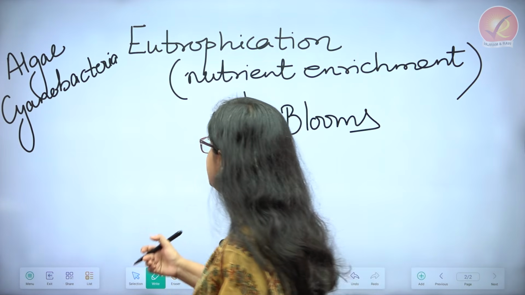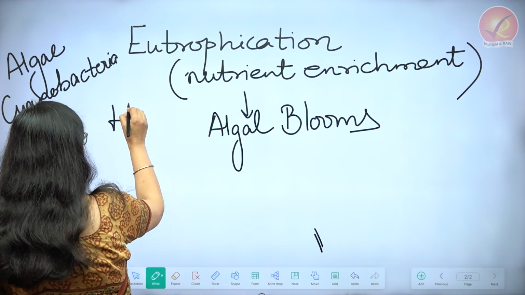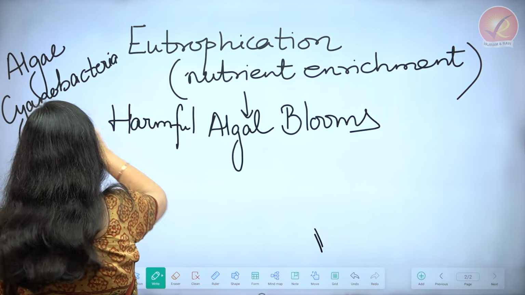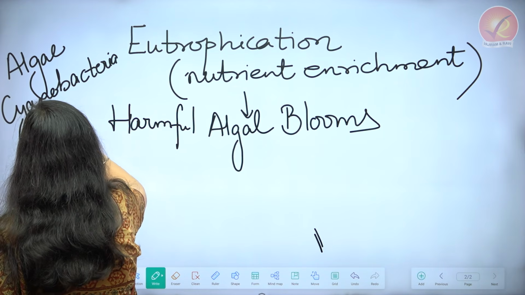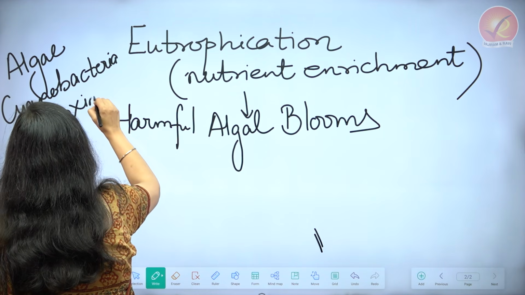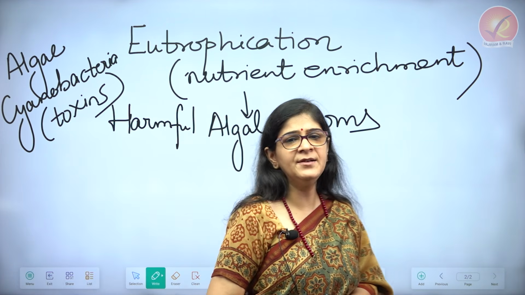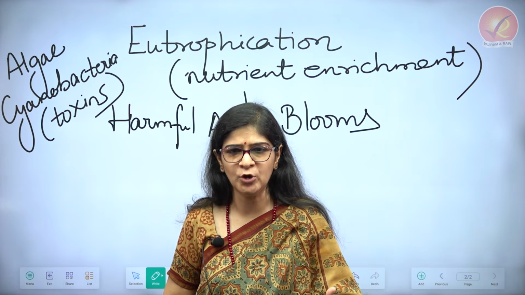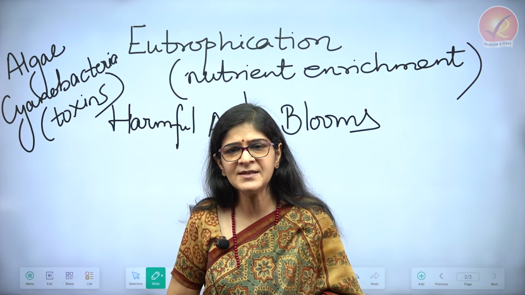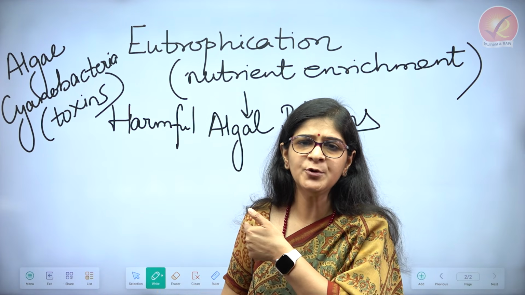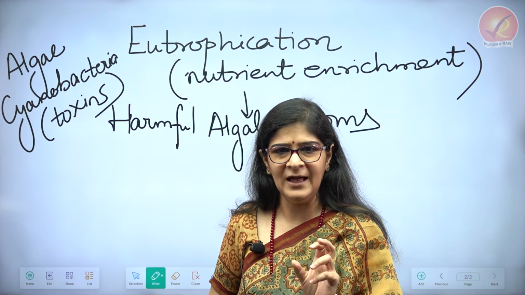The algal blooms are often called harmful algal blooms as well, because cyanobacteria can release certain toxins into the water body. When the cyanobacteria are overgrowing, they can release certain toxins into the water body. And since they end up releasing toxins, they contaminate the water body. That's why we call it a harmful algal bloom.